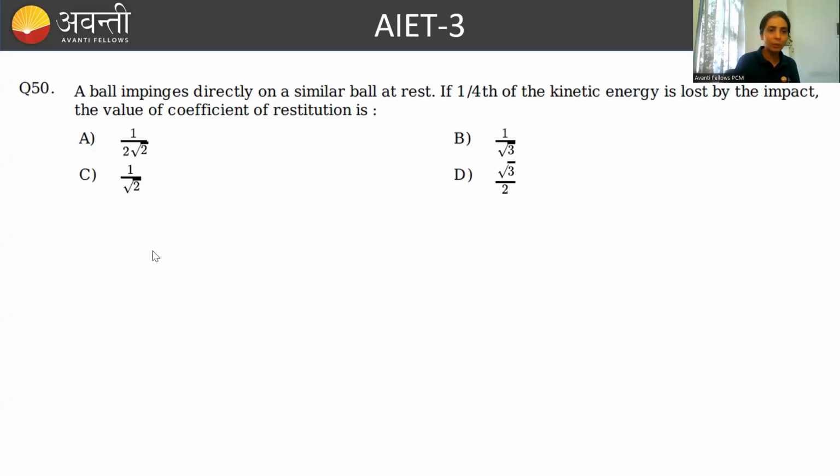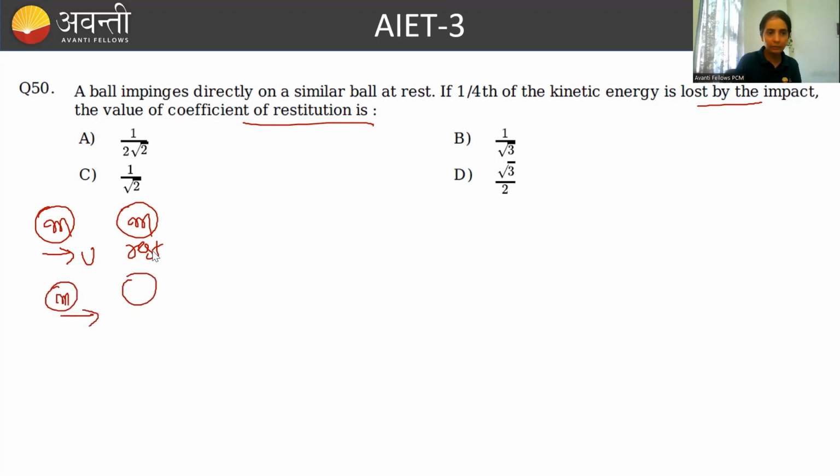Let's read the question. A ball impinges directly on a similar ball at rest. If 1/4 of the kinetic energy is lost by the impact, find the value of the coefficient of restitution. Okay. So we have two balls. This is at rest and this is in motion. Both have the same mass. It is moving with a speed u, suppose. So after collision, let's assume this small mass m is moving in this direction and this also is moving in this direction with velocities v1 and v2 respectively.